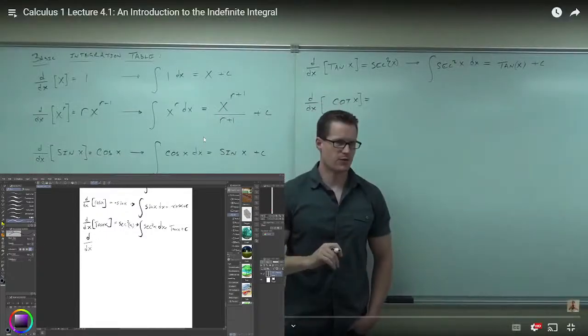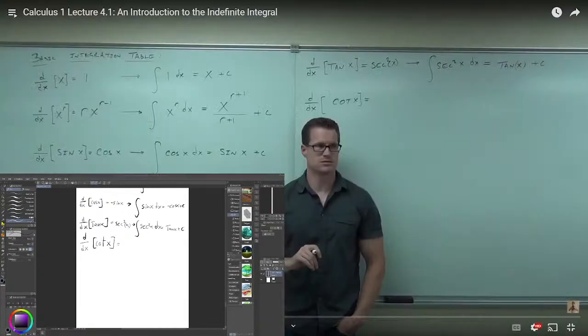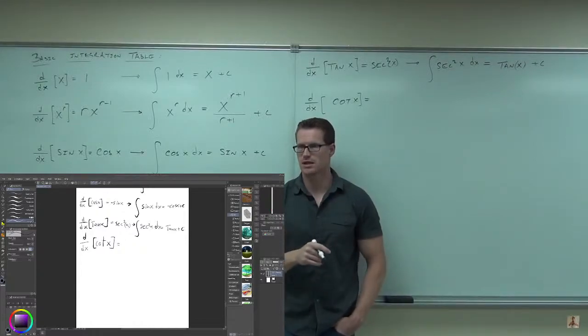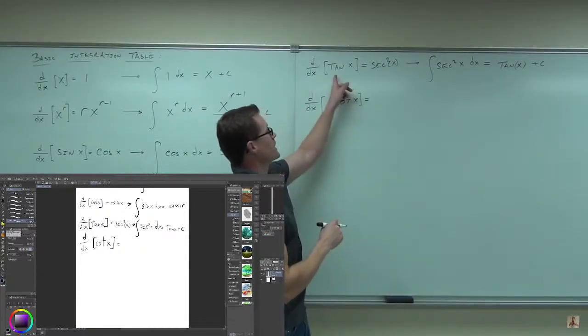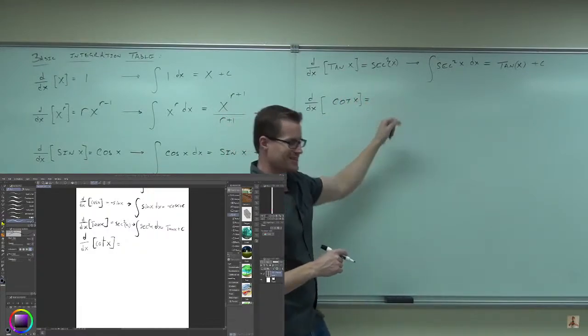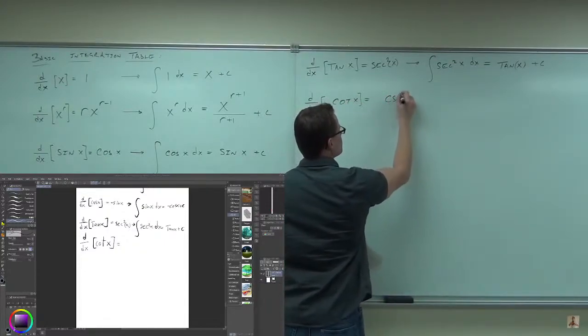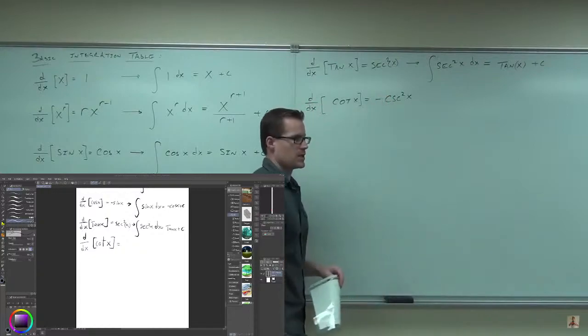Well, let's see if you remember this one. Do you remember, and I'm going to change this, so don't get too excited yet. The derivative of cotangent. Negative cosecant. Absolutely not. Negative cosecant squared. If tangent is secant squared, cotangent is cosecant squared. With a negative in front of it.